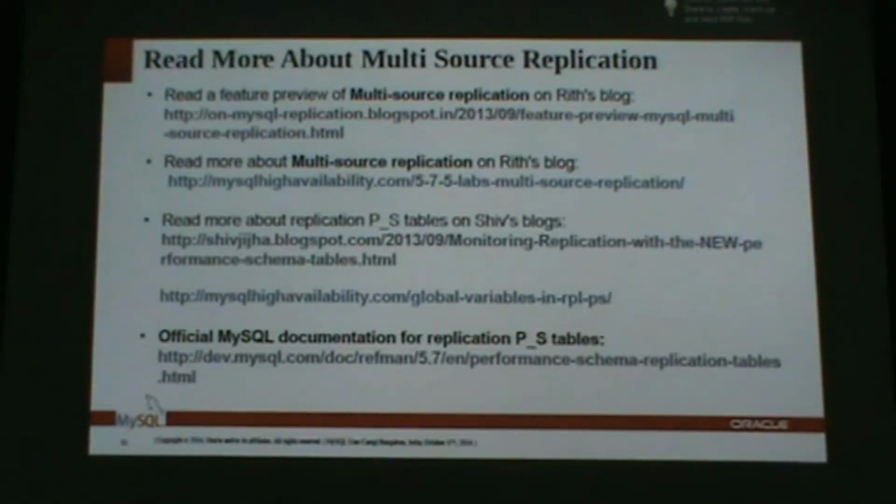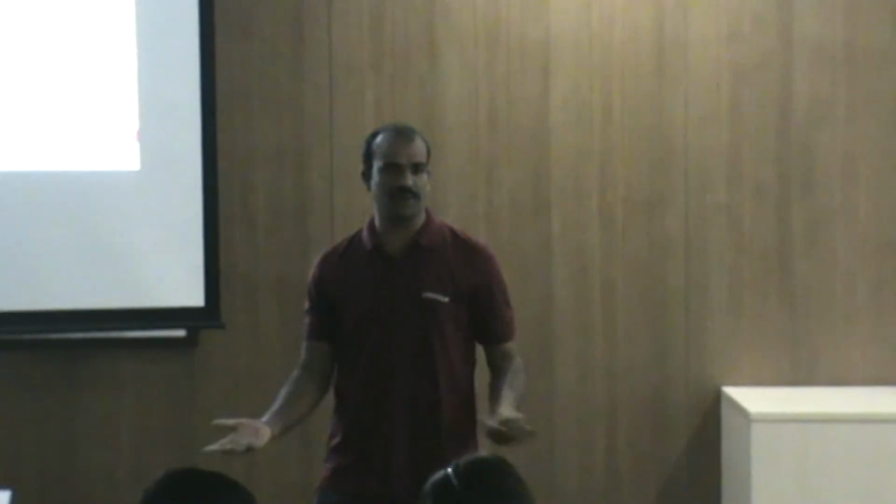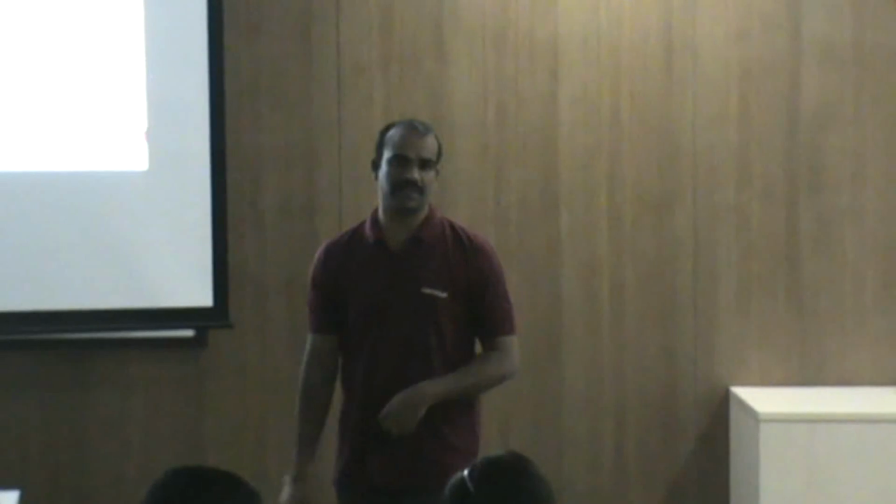Anyone is having any questions? So it's in GA or it's in labs? Yeah, it's in labs. I've covered it in the first part. It's currently in labs. You can download it from the labs. 5.7 labs multi-source replication. You will get it on the first page or second page in Google, and you can download it.